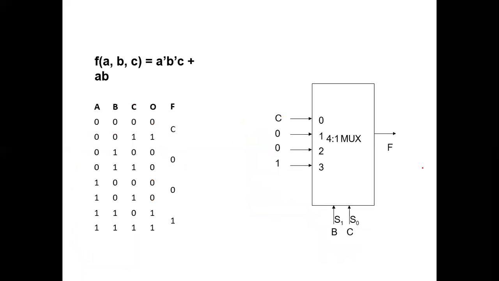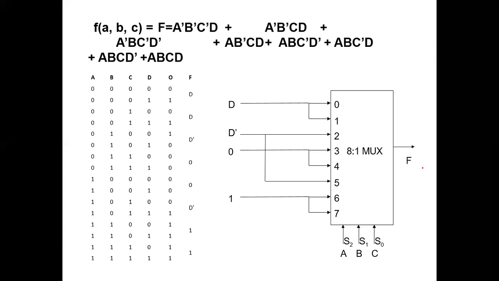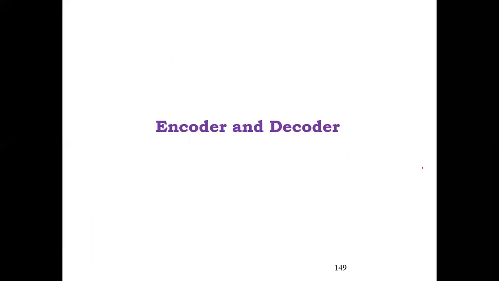This is another example. These are the implementations of MUX. So the next topic, the next combinational circuit, is encoder and decoder. Encoder and decoder basically convert n number of inputs into m number of outputs. That is the concept.